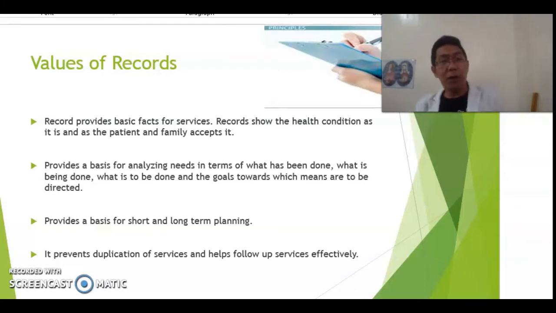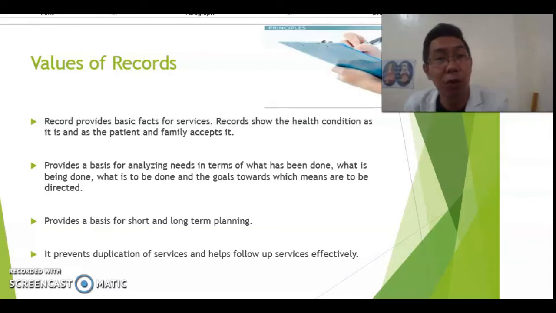So of course, records will provide us analysis, or the basis for analyzing needs. In terms of what has been done, what is being done, what is to be done, and of course the goals towards which means are to be directed. Where are we heading with regards to the care that we are providing to our patient?